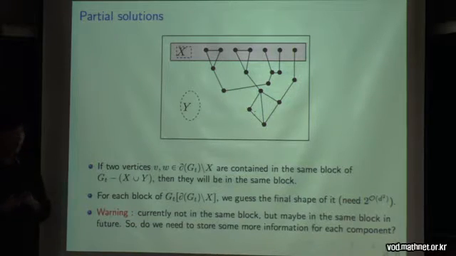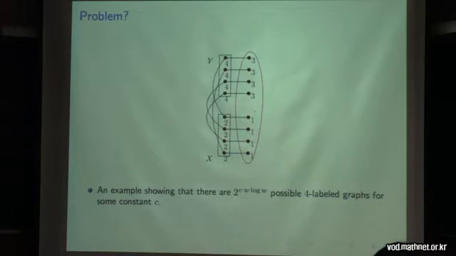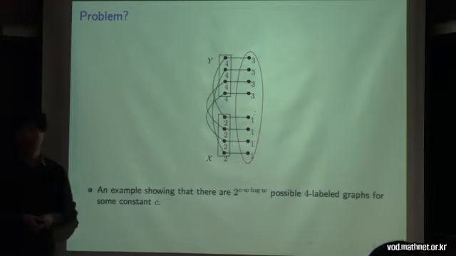But maybe the two blocks are currently in distinct blocks, but maybe they are in the same block in the final shape. So then we need to keep all the things inside. So this is my question. And then this picture actually says that if you once decide to store every information, then the information might be 2 to the w log w.